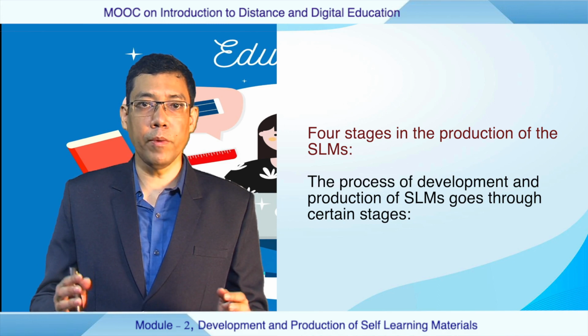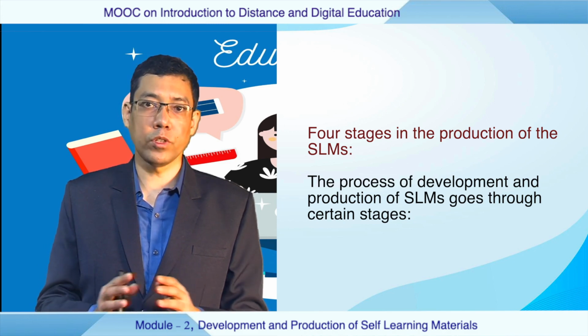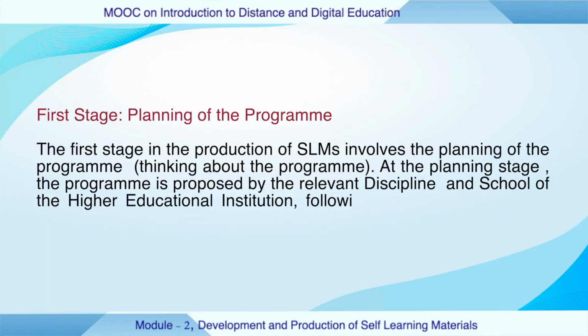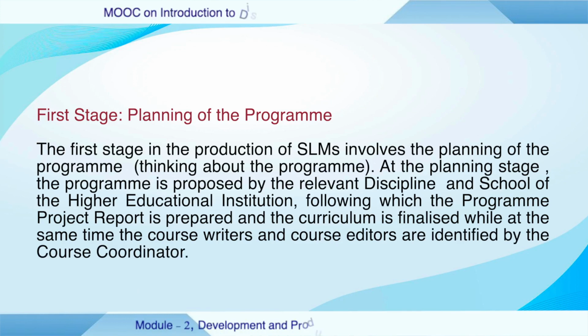The process of development and production of SLMs goes through certain stages. The first stage includes planning of the program. The first stage in the production of SLMs involves the planning of the program, which in other words means thinking about the program. At the planning stage, the program is proposed by the relevant discipline and school of the higher educational institution, following which the program project report or PPR is prepared and the curriculum is finalized, while at the same time the course writers and course editors are identified by the course coordinator.